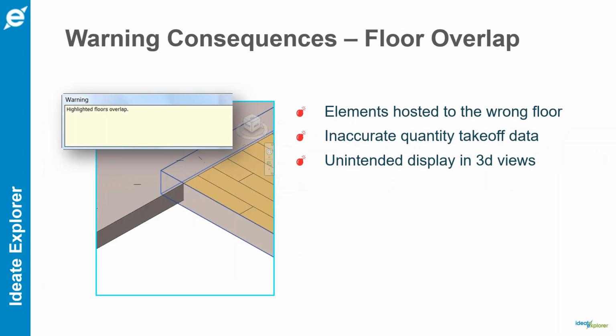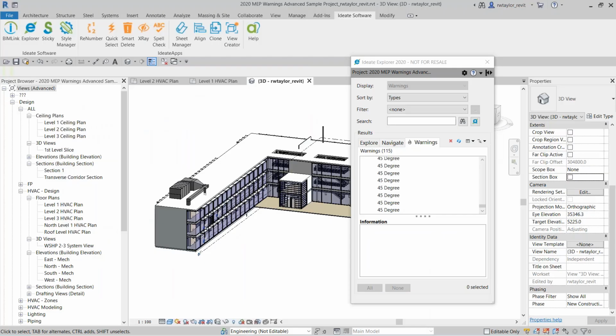Another type of warning, as I mentioned, is a geometric warning where maybe elements are conflicting. And so this can have ramifications if you're doing a quantity takeoff, or maybe the display in the 3D views is a problem. So let's take a look at that. I'm going to switch back over here again. And on my warnings over here, I'm going to now look at this highlighted floors overlap.